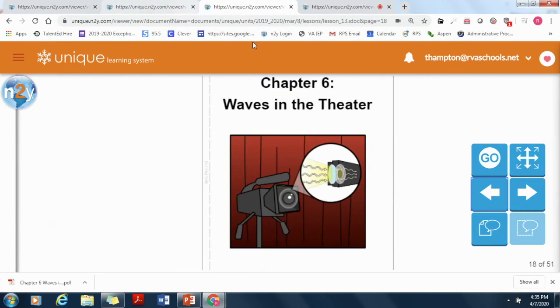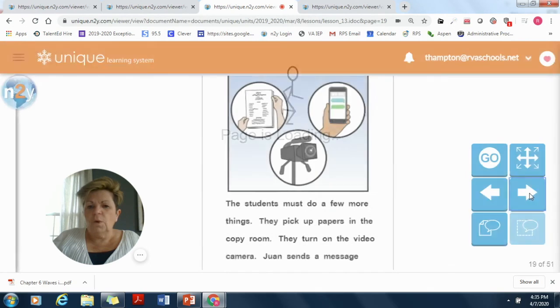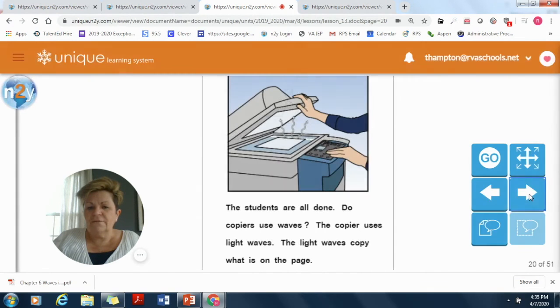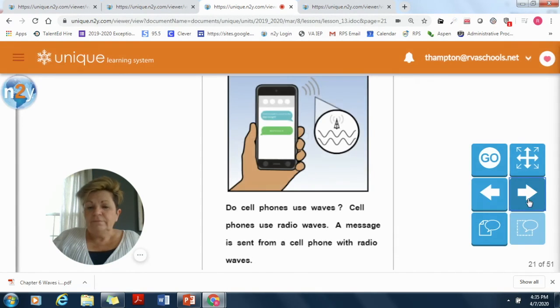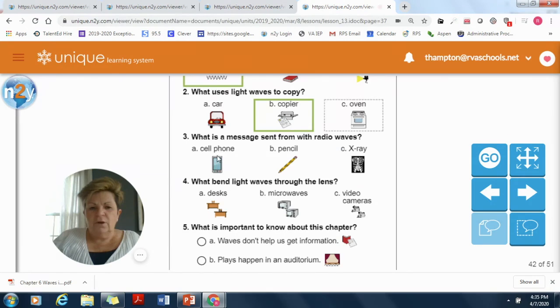Well, let's go back in our story and let's look at what uses a radio wave. So the copier we know used what? Light waves. We see a cell phone. The cell phone uses radio waves. All right, so we can go back over to our assessment and we know that it's the cell phone that uses the radio wave. Very good.